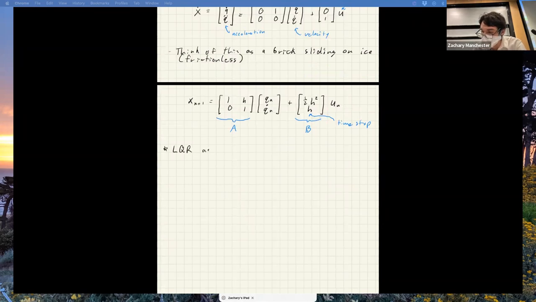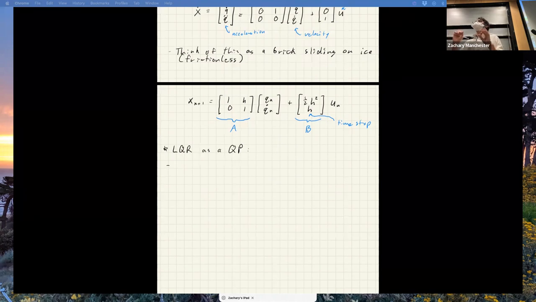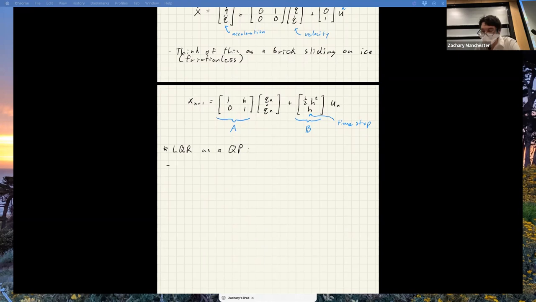All right, so let's first assume the initial state, which we'll call x1 here, is given, which makes sense. We did that here, right? In particular, what we mean by that is it's not a decision variable. It's not one of the variables we're optimizing over. It's given.